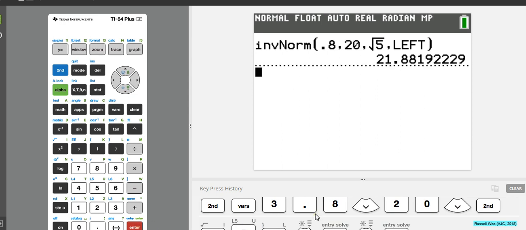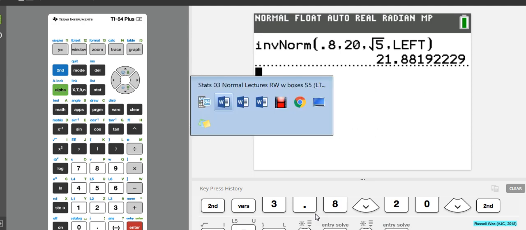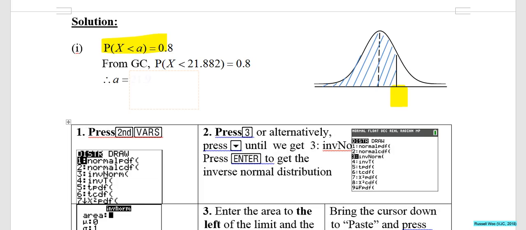What this is doing is you tell the GC that I want area 0.8. This is your left area, because this is a left bound area from A. Does it make sense? You are telling the GC, I want a left area, anything to the left of A, I want it to be 0.8. I inverse norm, I will get my answer, 21.822. You got 21.822 from GC, therefore A is 21.9.